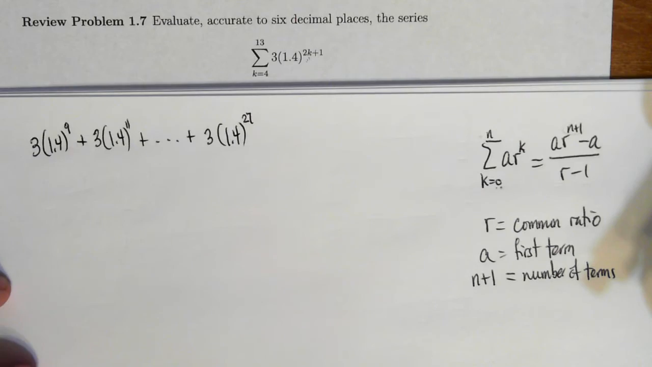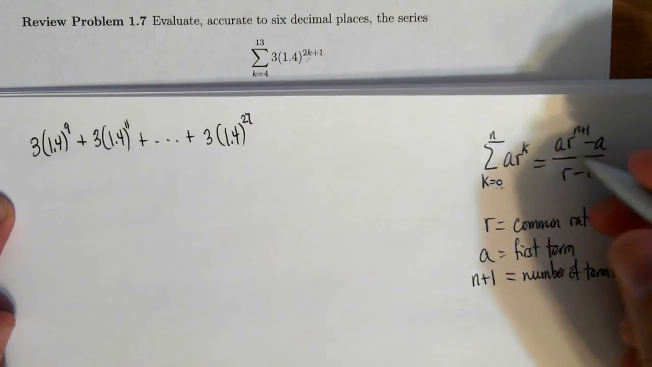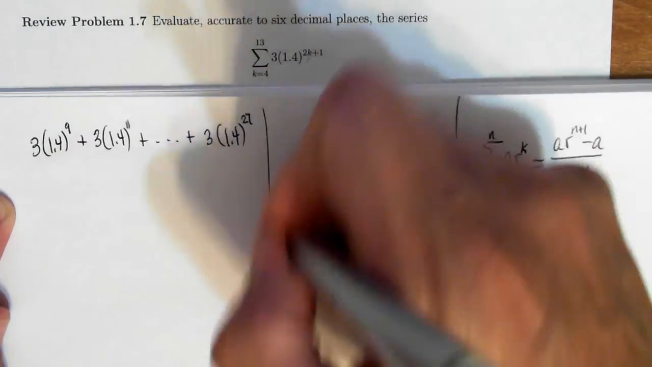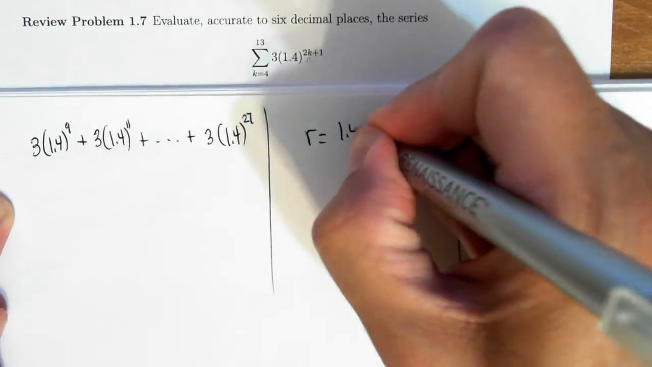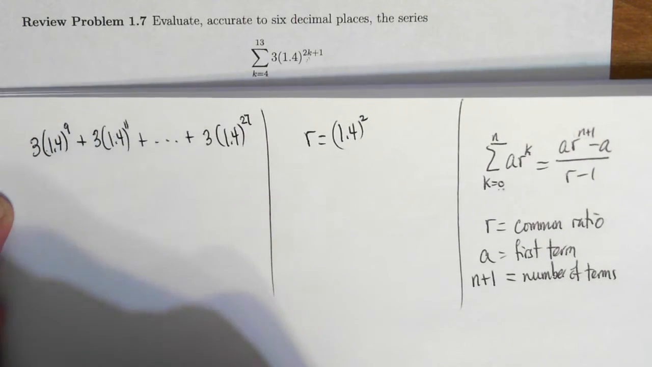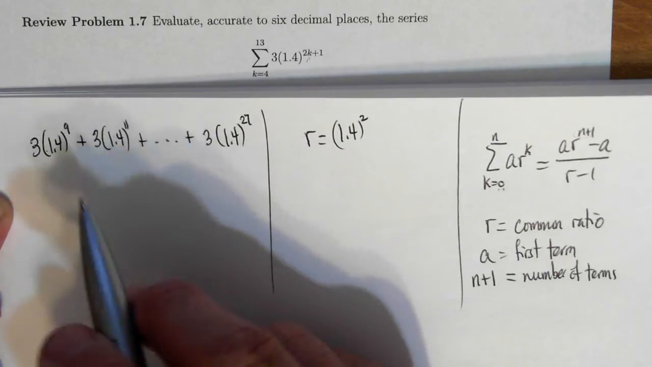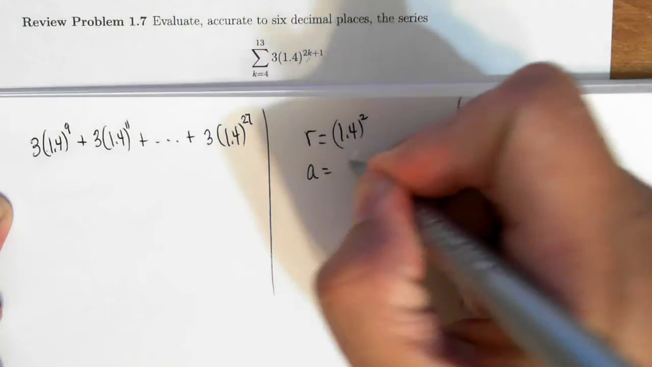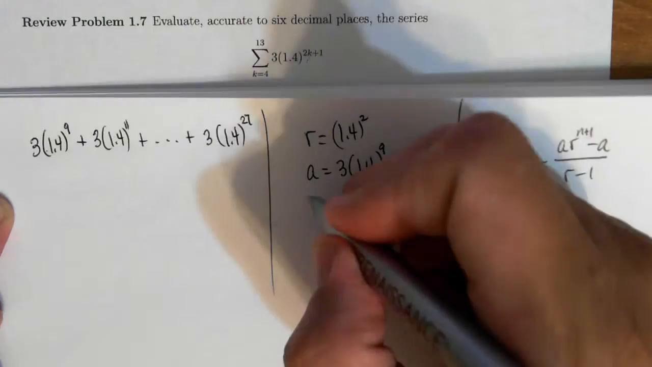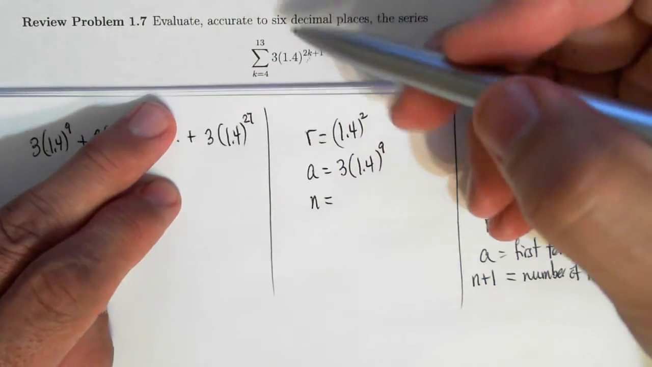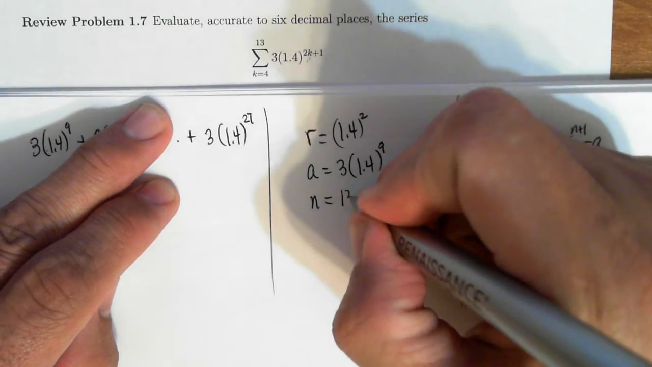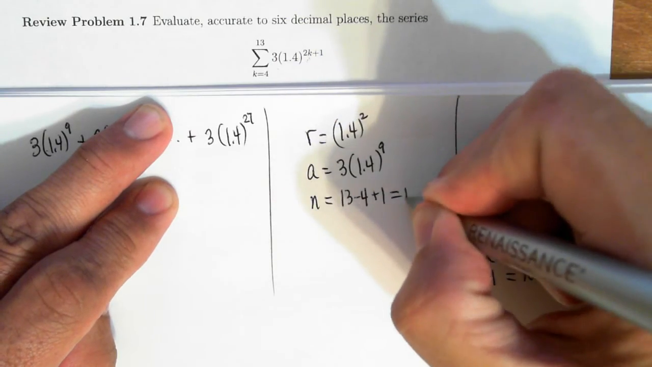Okay, so let's see what we have here. The common ratio for my problem is going to be 1.4 squared. To go from this term to this term, I multiply by 1.4 squared. The next one will be 1.4 to the 13th. The first term is 3 times 1.4 to the 9th. And how many terms do I have? Well, I have 13 minus 4 plus 1 terms, so there's going to be 10 terms.